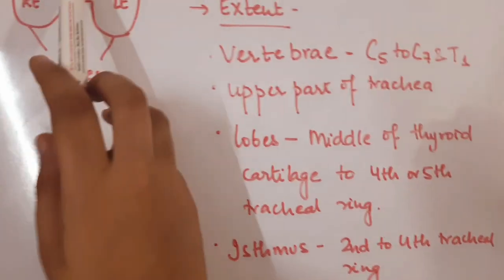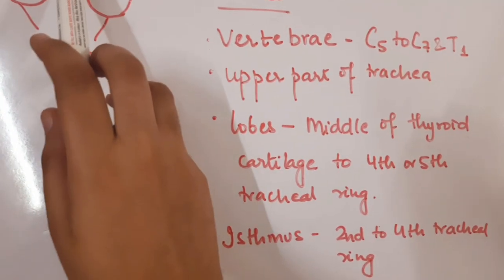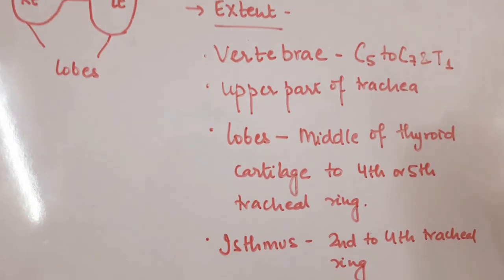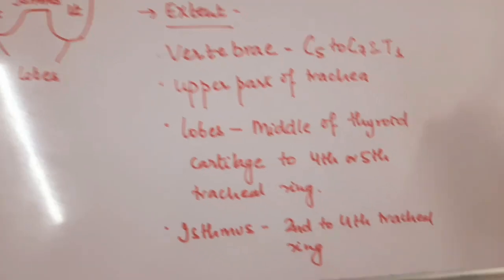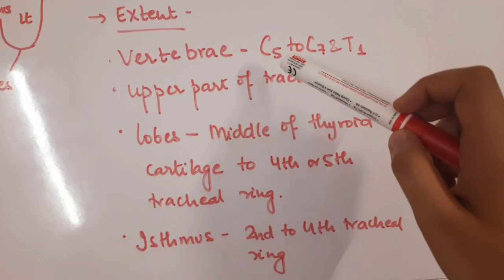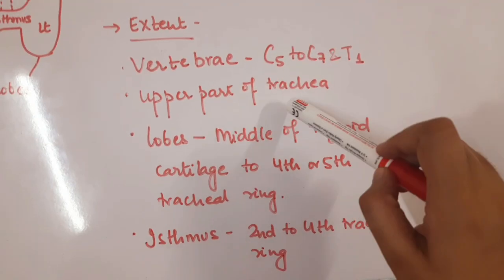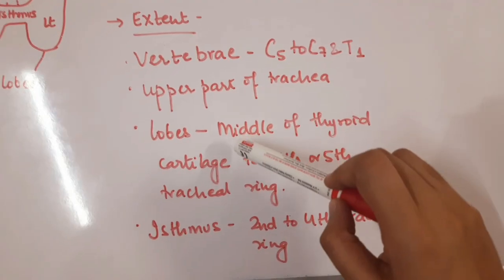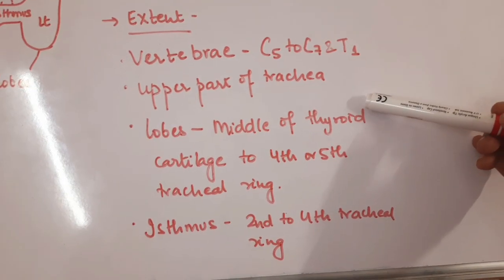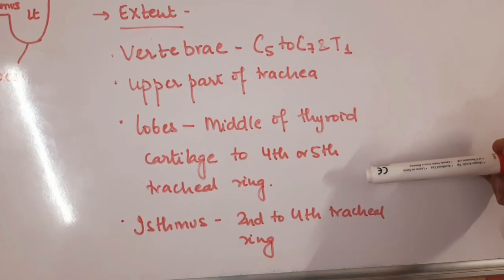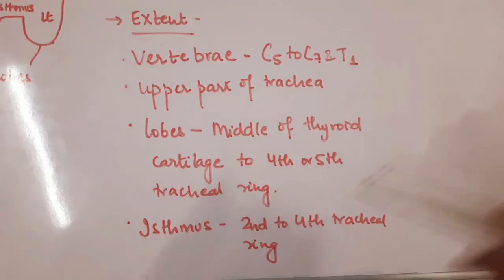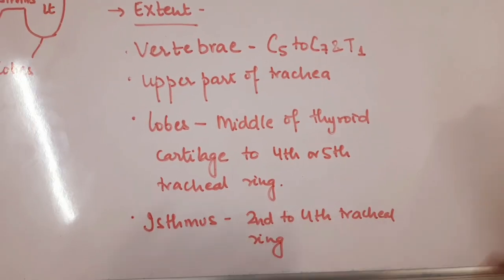And if we talk about the isthmus, the extent is from the 2nd to the 4th tracheal rings. So this is the extent against the C5 to C7 and T1 vertebrae. Upper part of trachea. Lobe lies from the middle of the thyroid cartilage to 4th or 5th tracheal ring, and isthmus lies between the 2nd and 4th tracheal ring.